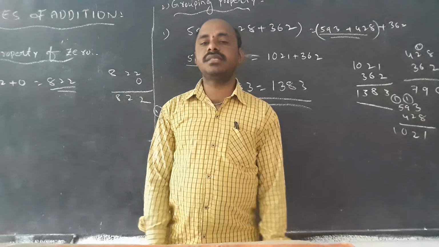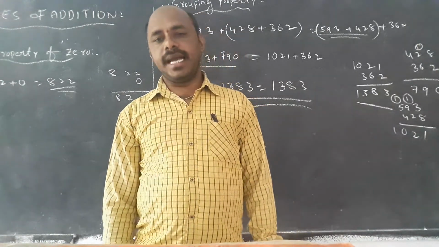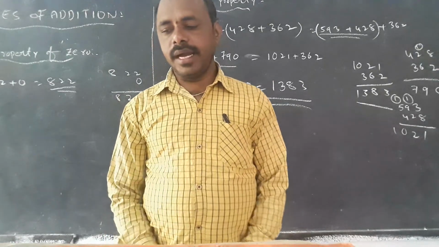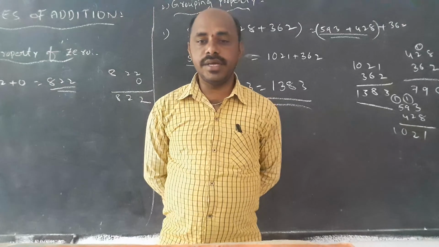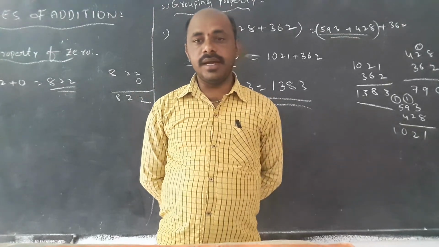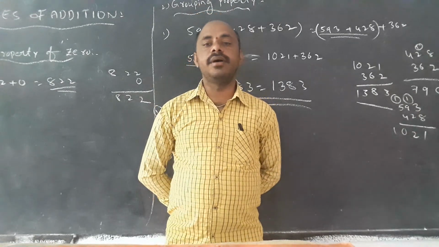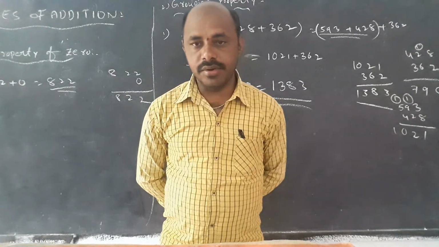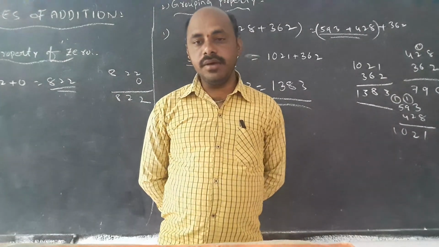Whenever we add 0 to a number, we get the same number only. That's why we call 0 the additive identity. What is 0? The additive identity. Whenever we add 0 to a number, we get the same number only. That's why we call 0 the additive identity.